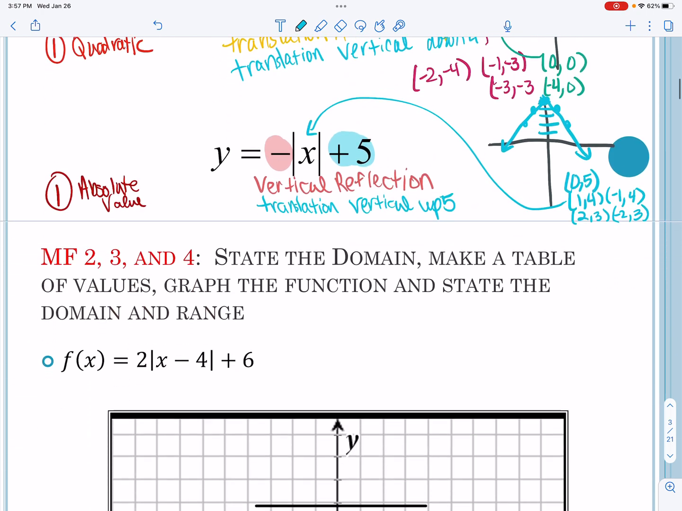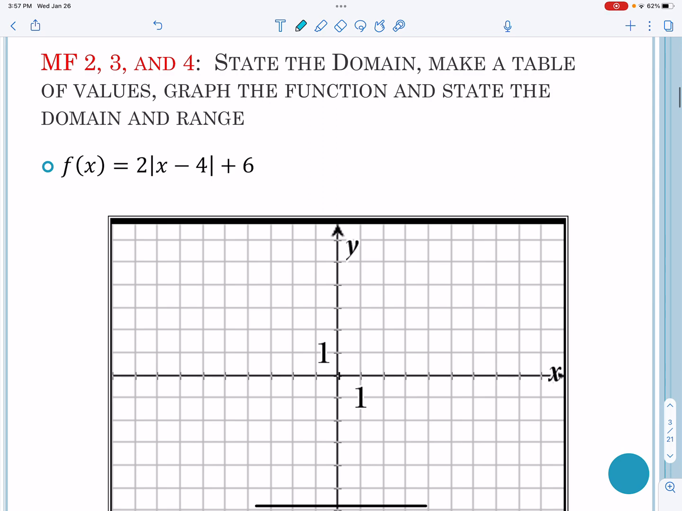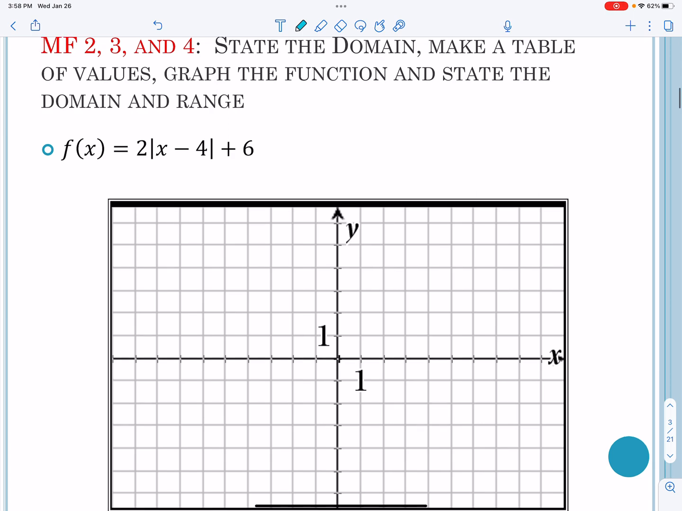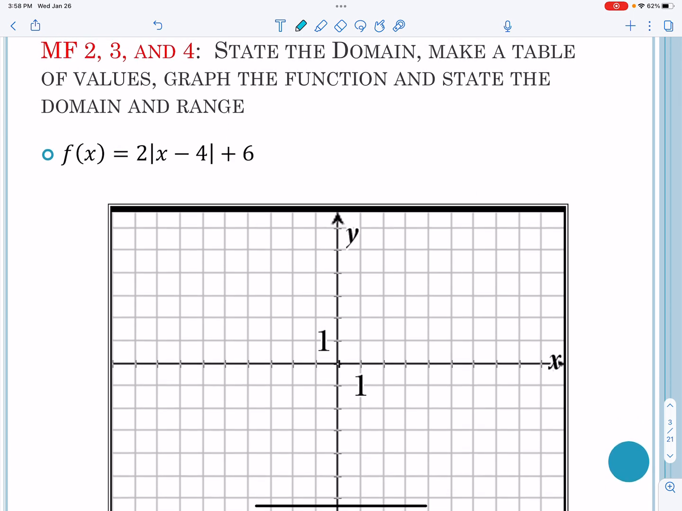All right, so state the domain and range, make a table of values, graph the function. Okay, so all of these things are asking you, this is on MF 2, 3, and 4, and we're just putting all of them together, so this is in your notes. So go ahead and find this one. Okay, so first off, we're going to look at graph the function, state the domain and the range.